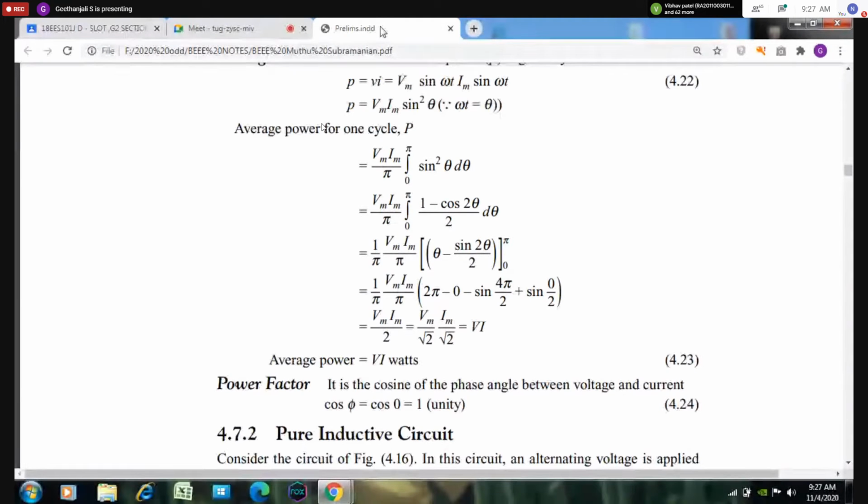So what we are doing is, for the symmetrical sine waveforms alone, while you are calculating the average value, we have to consider only the half cycle. Are you getting? This is the reason. This is the concept behind substituting pi instead of 2 pi. Then go through the derivation. All of you go through the derivation.